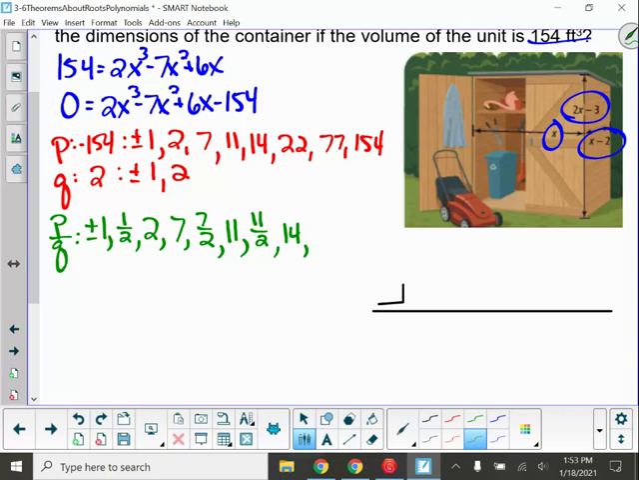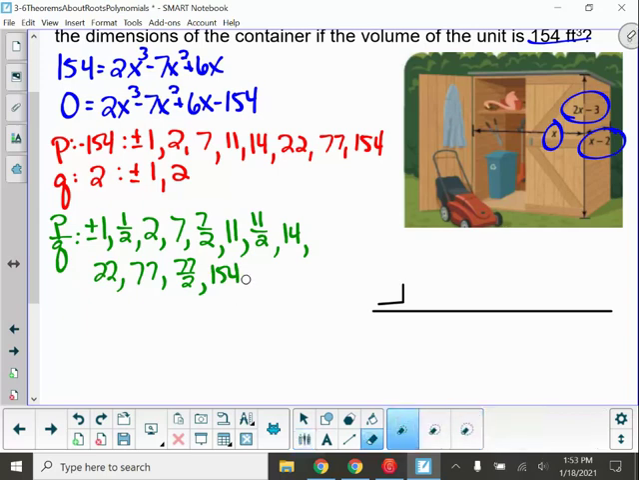Then I'm going to have 22 over 1, which is 22. 22 over 2 is 11, which is a repeat. 77 over 1, which is new. 77 over 2, which is also new. 154 over 1, which is going to be 154. And then 154 over 2 is a repeat. It's the same as 77. So those are all my possibilities.